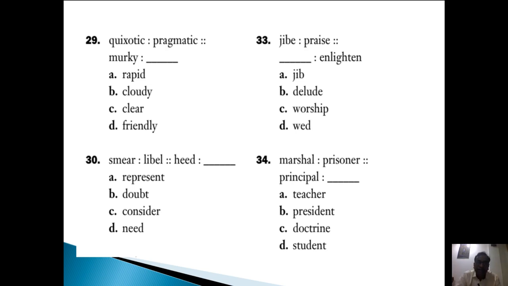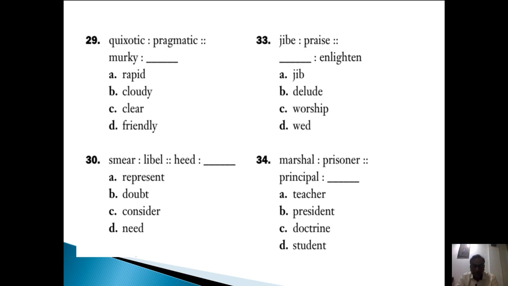Next one, jibe, J-I-B-E, jibe, equal to praise. Then what equal to enlighten? I think you may be familiar with this word already. So let's check the answer. To jibe is an antonym of to praise, and to delude is an antonym of to enlighten. So the answer is option B, delude.